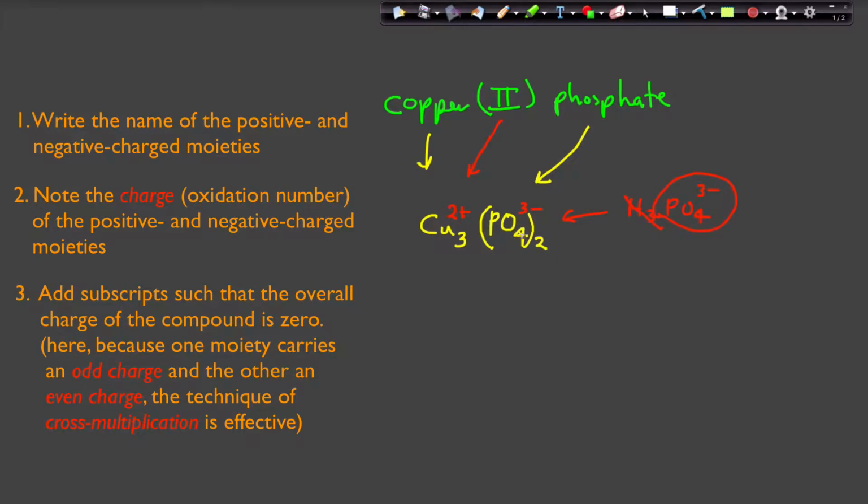So this cross multiply is a very nice trick in order to get an odd number and an even number lined up so that the charge on both sides of this formula, as it were, the positive part and the negative part, are equal. And so with that, let's clean it up and get rid of all of the red marks. So the formula for copper 2 phosphate is Cu3(PO4)2. And that is a type 2 compound.